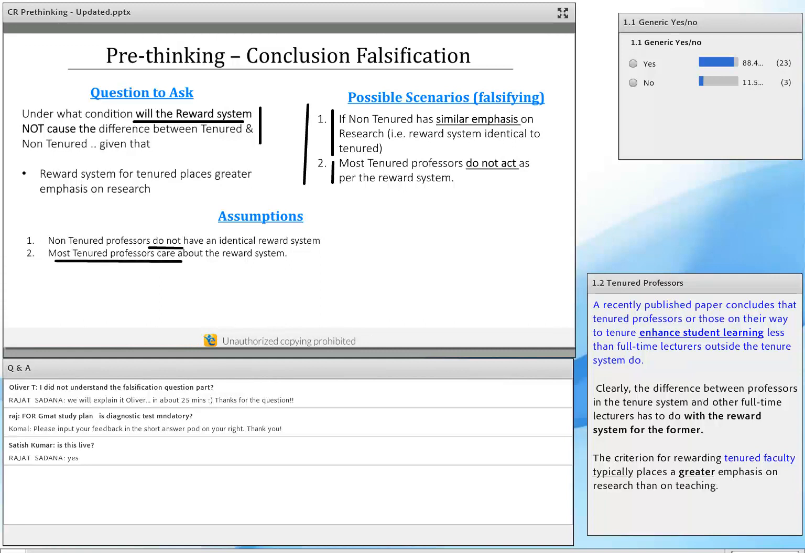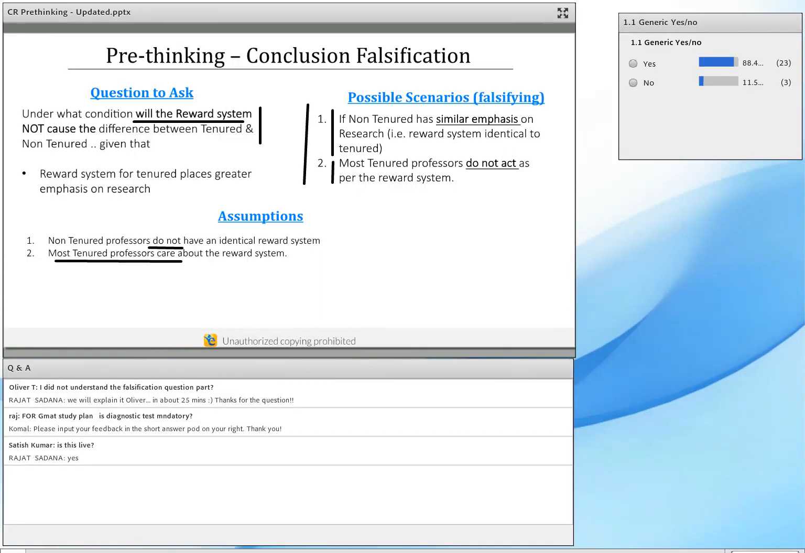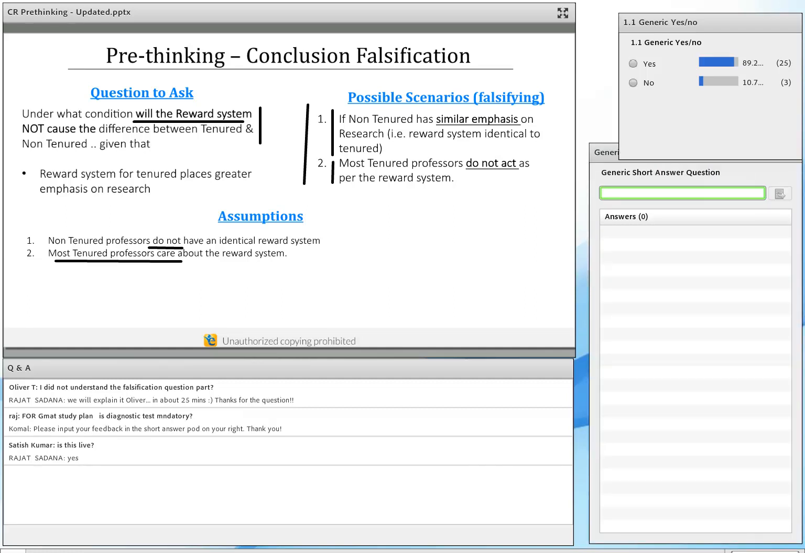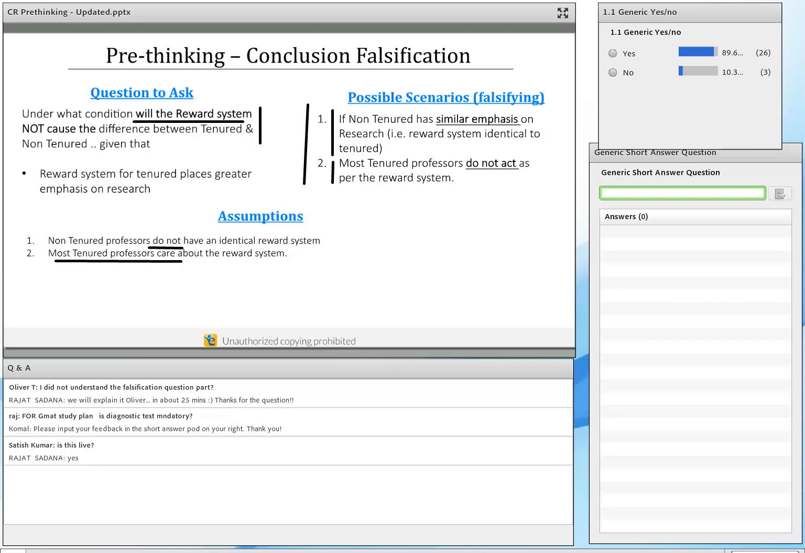Okay, those are my assumptions. There could be a few others as well, but those are the core assumptions. Now, are these assumptions very different from the assumptions that you'd come up with in your pre-thinking? Let's get a yes, no. Okay, they're very different, right?